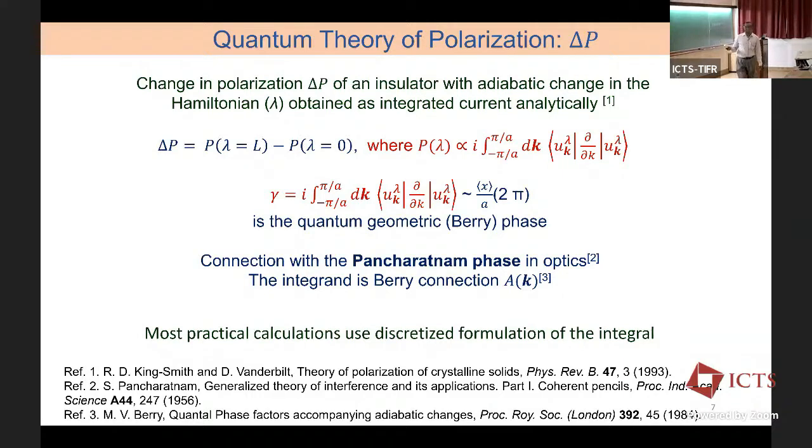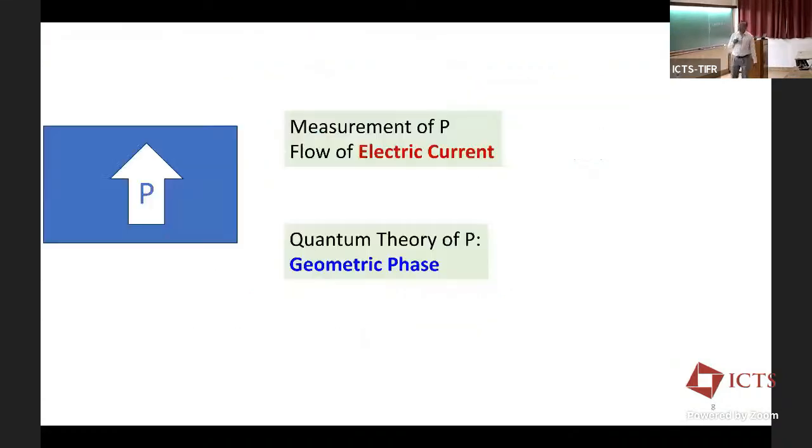So most practical calculations of polarization usually involve a discretized use of this formula. And in fact, this can be coded basically within a day in most of the DFT or other model Hamiltonian packages. So it's a very practically useful scheme to estimate polarization.